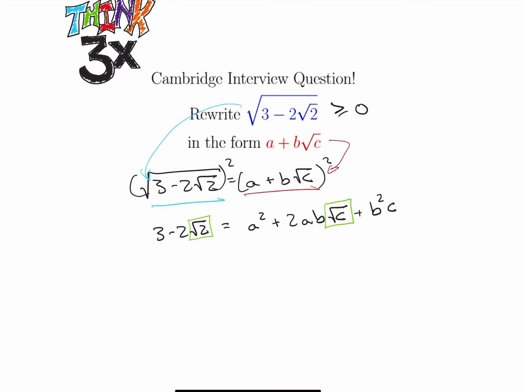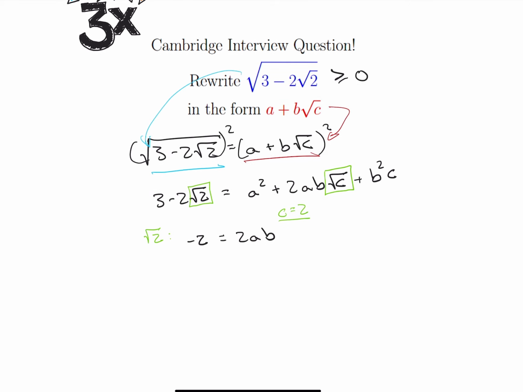If we take the square root terms, and let's say that c equals 2, then on the left we have negative 2 times square root of 2, and on the right we have 2ab times square root of 2. So if we take these, we can rewrite this as b equals negative 2 over 2a, which is just negative 1 over a.